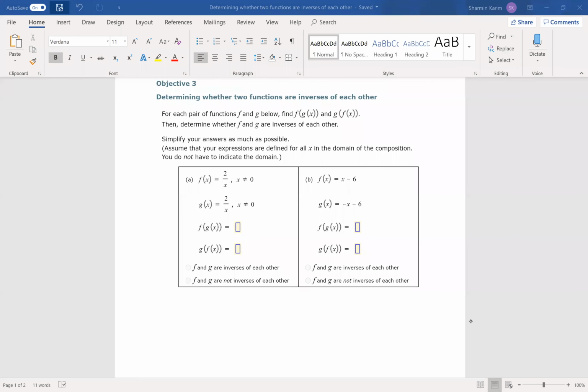Okay, let's talk about the objective: determining whether two functions are inverse of each other. Two functions will be inverse to each other if we do the composition of them and in both cases we get the answer x. Then f and g are inverse to each other.